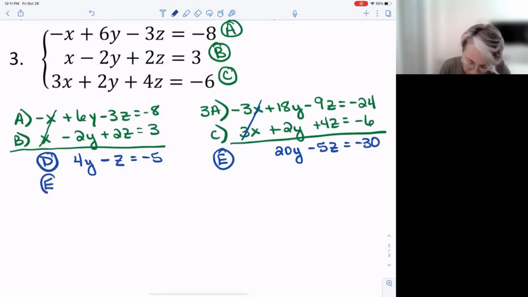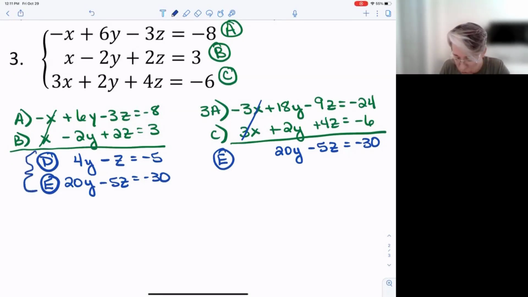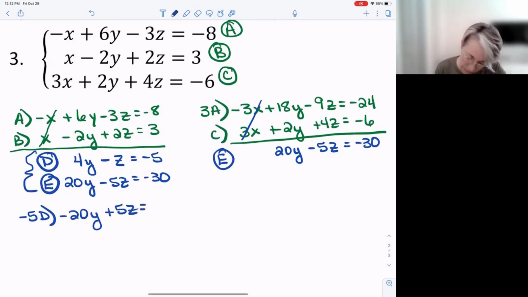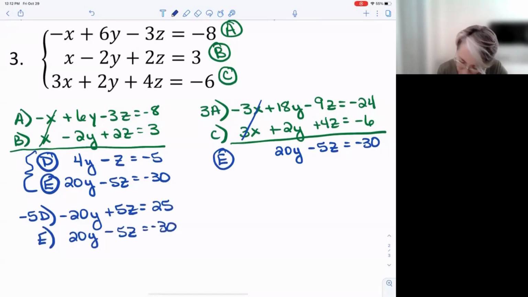So we're going to write the E under our D here. Now we want to be able to eliminate these. So I would probably choose, well, let's get rid of the y's. So I can multiply the top guy by a negative 5. So a negative 5 times D would give me a negative 20y plus 5z equals a positive 25. Equation E we can leave as is. But notice what happens when I add these together. The y's add up to 0, the z's add up to 0, and we get 0 equals negative 5.